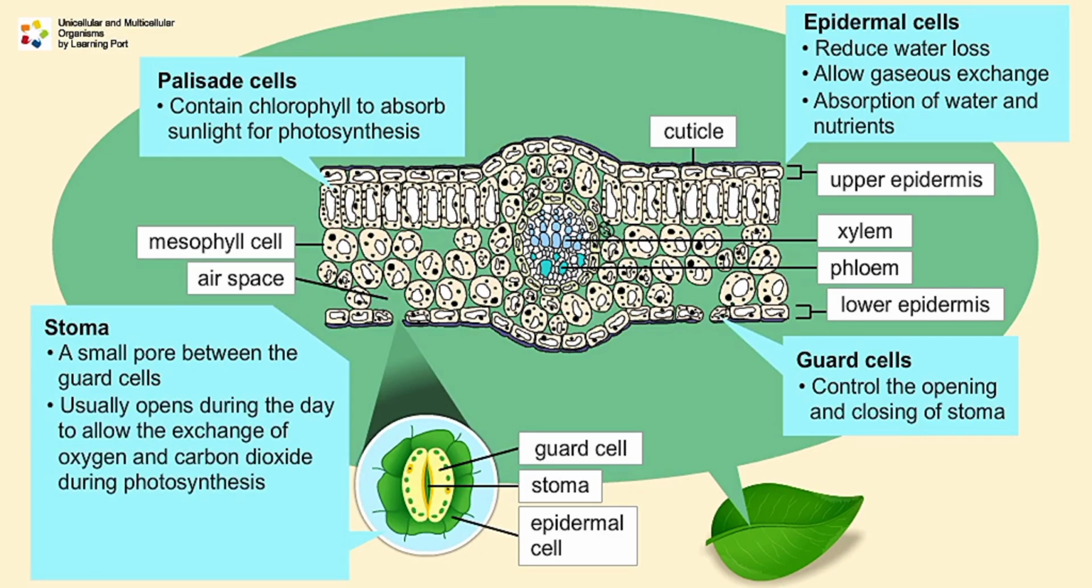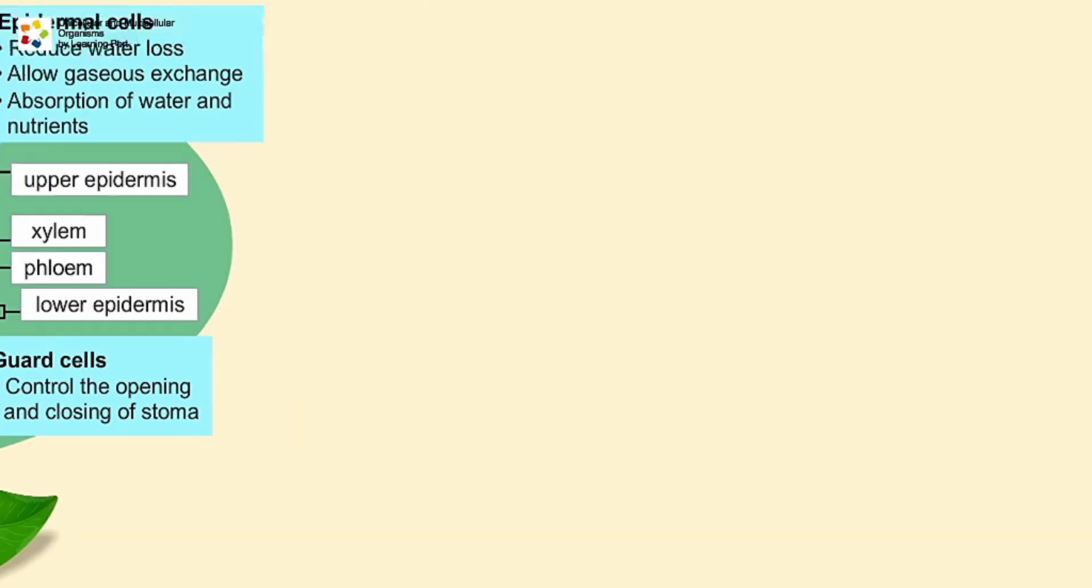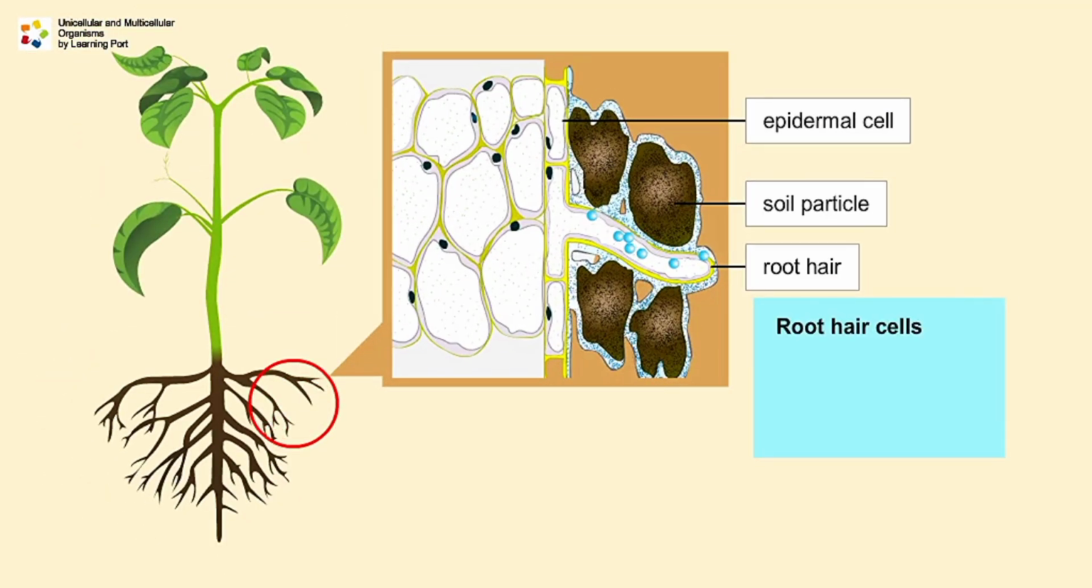It usually opens during the day to allow the exchange of oxygen and carbon dioxide during photosynthesis. It closes at night or when plants lose a lot of water on a hot day. Plants absorb water through their roots. Root hair cells increase the surface area to absorb more water and nutrients from the soil.